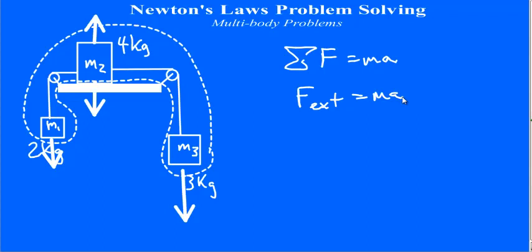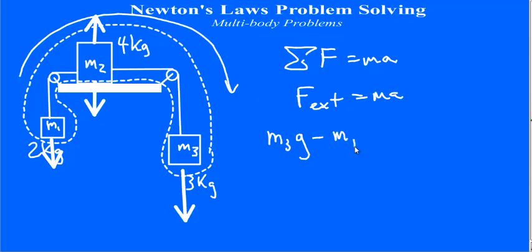Watch what I'm able to do here. When I write F equals ma, I'm going to write it like this, where my direction is this way. Notice how this ends up coming out. My force is going to be M3g, the weight of mass 3, minus the weight of mass M1, right? That combination is moving the whole system of masses.